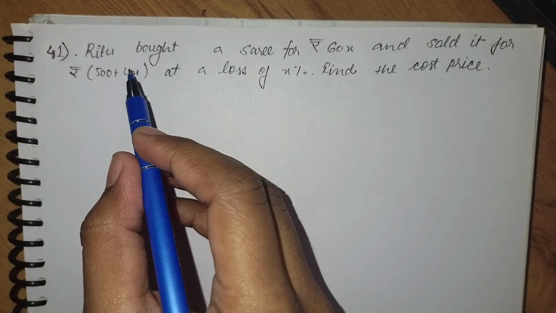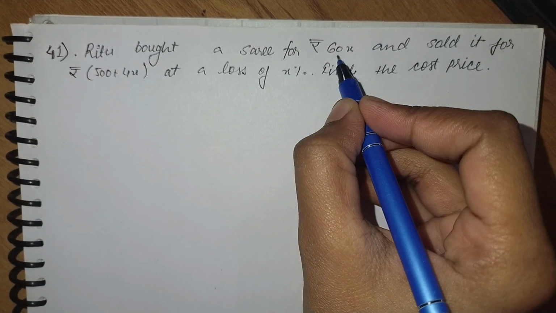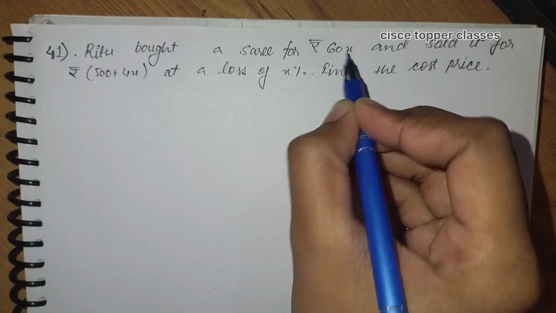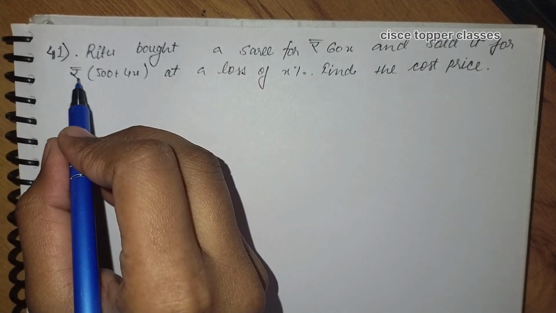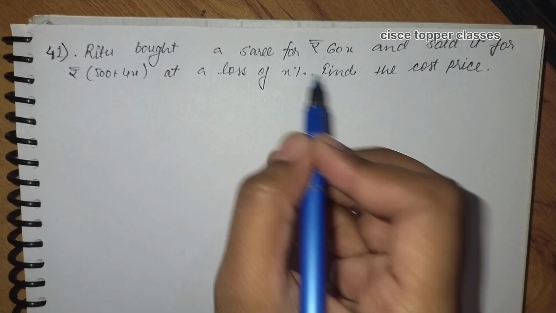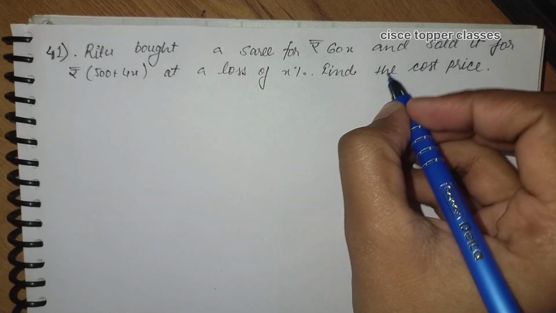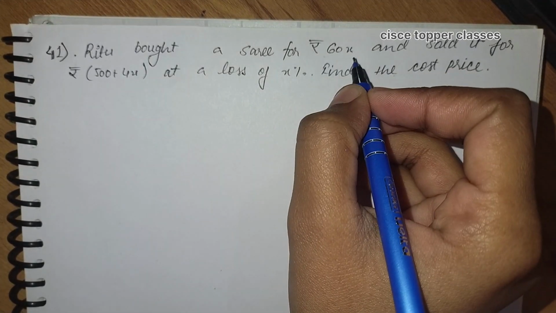Let us solve this question here. Ritu bought a sari for rupees 60x, means the cost price of the sari is 60x, and sold it for rupees 500 plus 4x at a loss of x%. We have to find the cost price in this, the value of cost price we have to find.